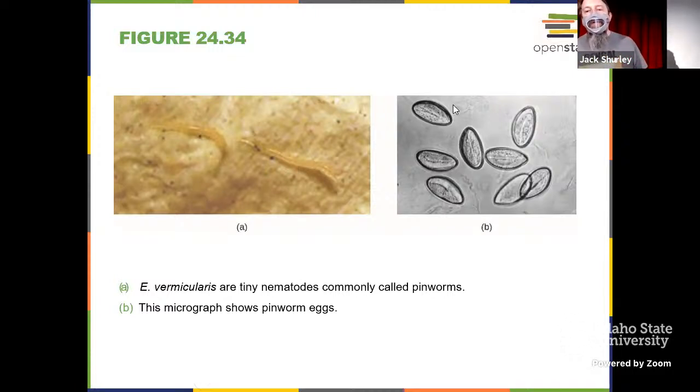And ultimately, these eggs seed the environment. It's very likely that they get kind of all over the place. It is a highly contagious disease. And it is also something that is super mild. You may be infected with these guys and have no symptoms whatsoever.